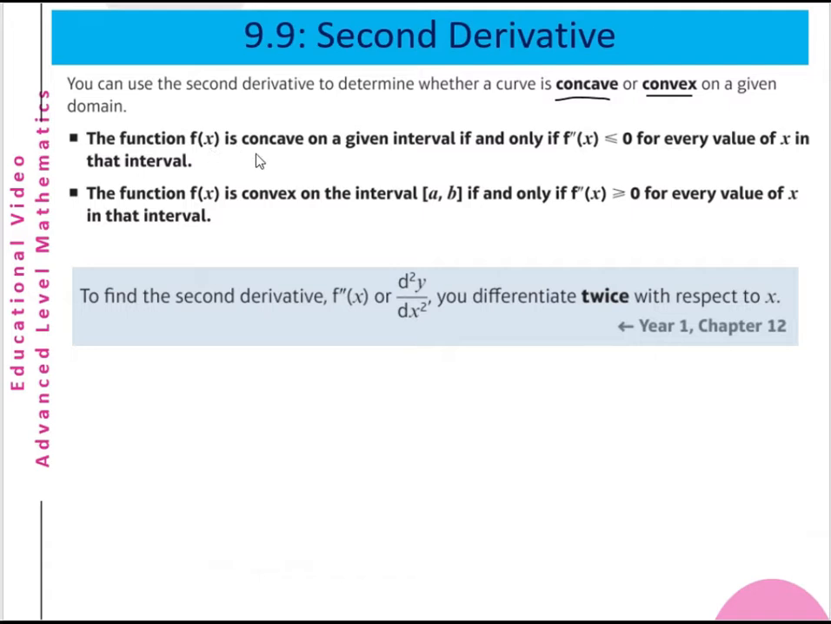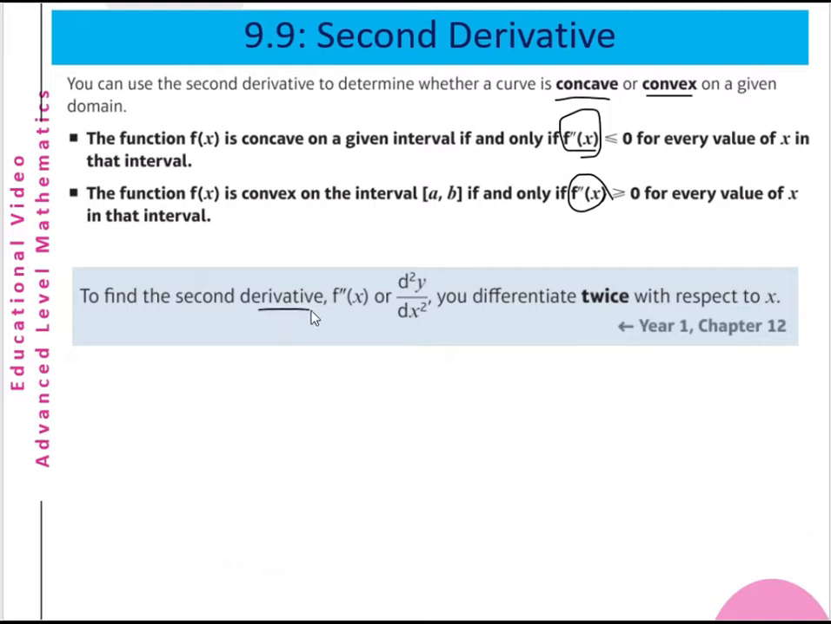The function f(x) is concave on the given interval if and only if f double dash, that means the second derivative of f(x), is less than 0 for every value of x in the interval. And the function f(x) is convex on the interval a to b if and only if the second derivative of y is greater than or equal to 0 for each value of x in that interval.